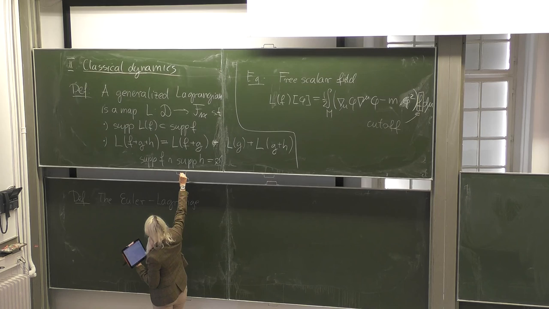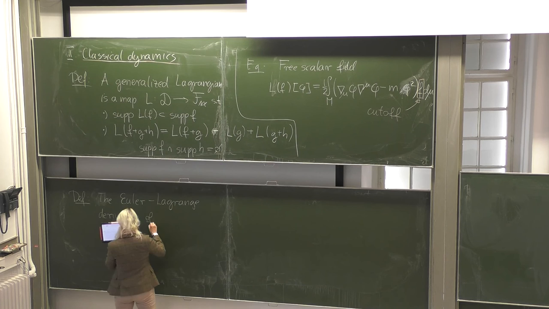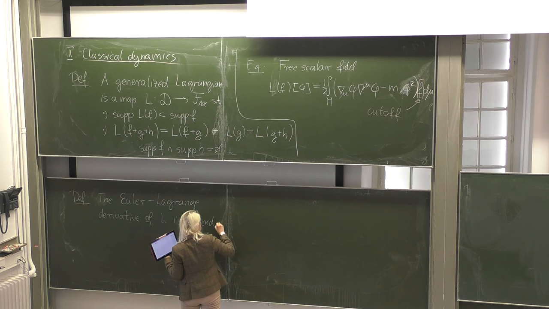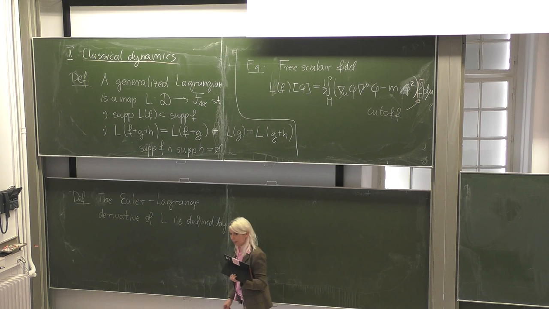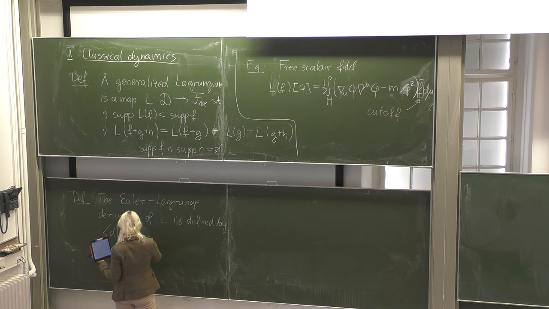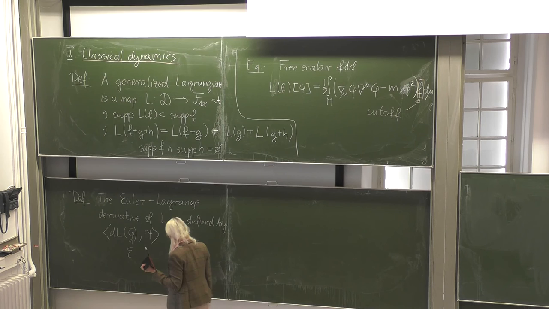So the Euler-Lagrange derivative of L is defined in the following way. I will denote it by dL. So dL at point phi in the direction of psi. Now, let me tell you where things belong. Phi is a configuration. Psi is a compactly supported configuration.